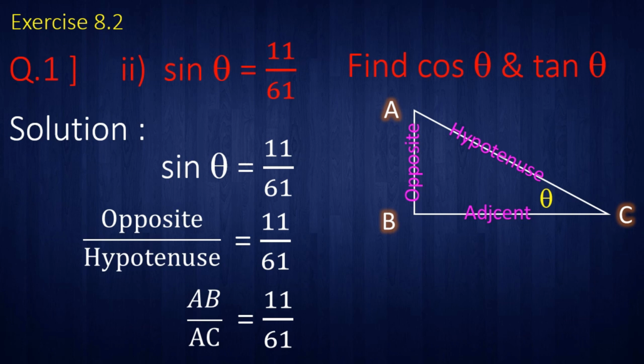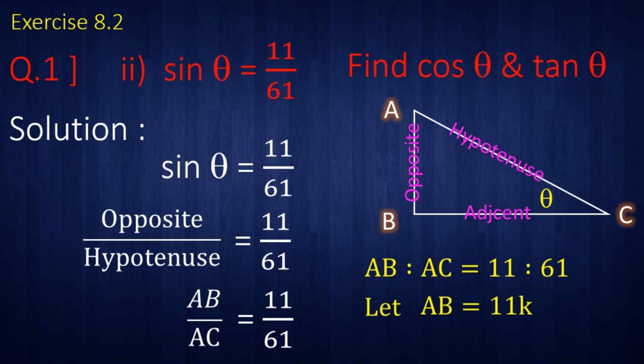Now convert in ratio style. AB is to AC is equal to 11 is to 61. Now let us take original values. For AB we will assume 11K. We will join K for making it original. AC is equal to 61K. Now show in figure: AB we assume 11K and AC we assume 61K. Next page we will find BC.